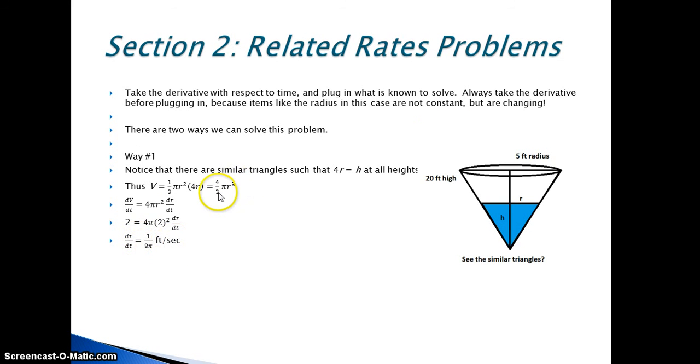Now keep in mind in this problem we're actually trying to solve for dH/dt, but that's actually not that bad. We have another equation that relates r and h. 4r is equal to h, so that means that 4 dr/dt is equal to dH/dt. So dH/dt would just be 4 times what we just found for dr/dt, or 1 over 2 pi feet per second. Is there a second way?